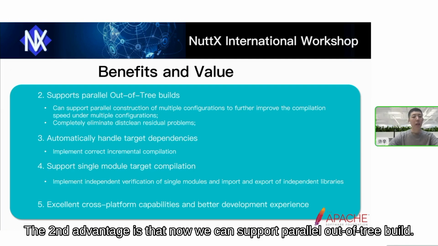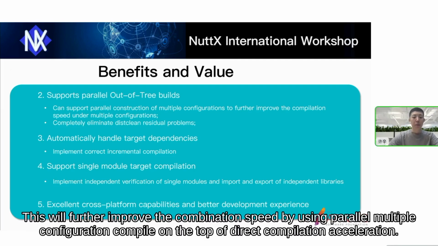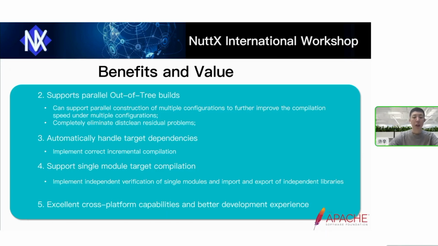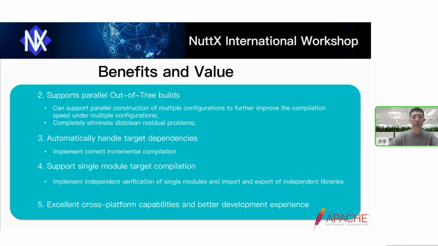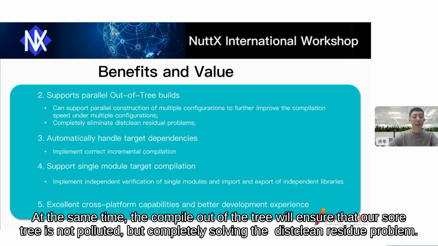The second advantage is that now we can support parallel out-of-tree builds. This will further improve the compilation speed by using parallel multiple-configuration compilation on top of direct compilation acceleration. This will be very useful when building multiple configuration products. At the same time, compiling out-of-tree will ensure that our source tree is not polluted. That completely solves the distclean residue problem.